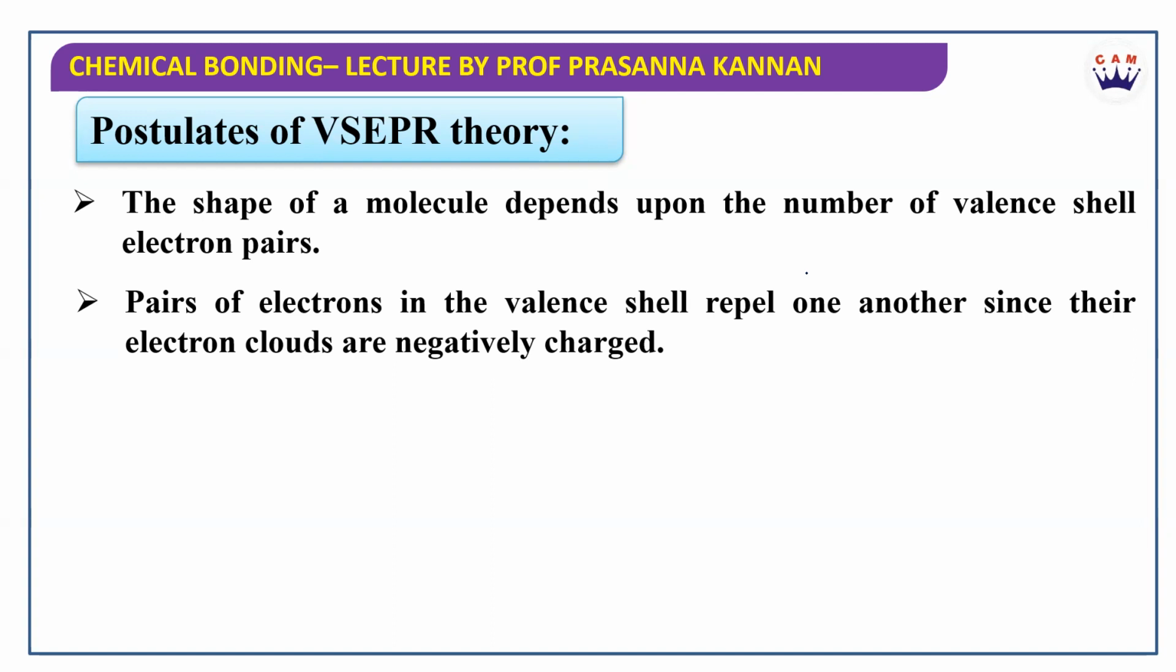So how many electrons are used up from oxygen for the bonding process? How many electrons? 2 electrons. How many electrons are remaining in the valence shell? 4, very good. 6 electrons were there. 2 electrons are involved in bonding. 4 electrons are there in the valence shell, but they are not involved in bonding.